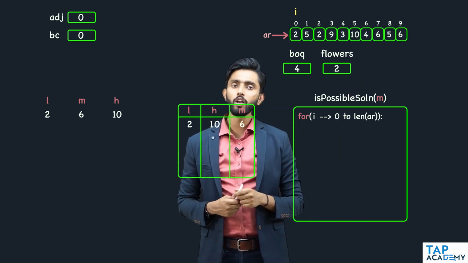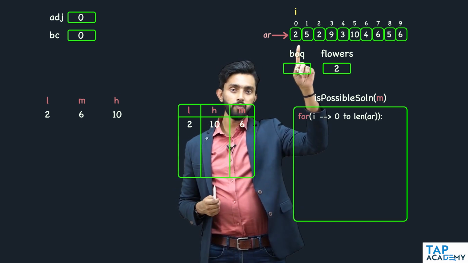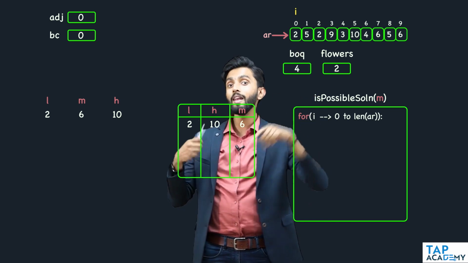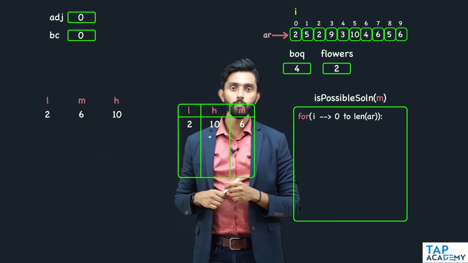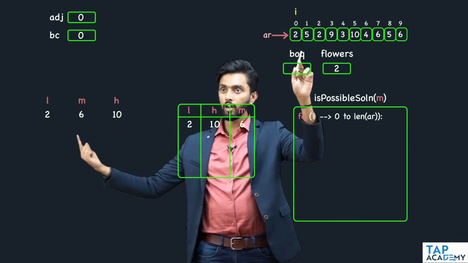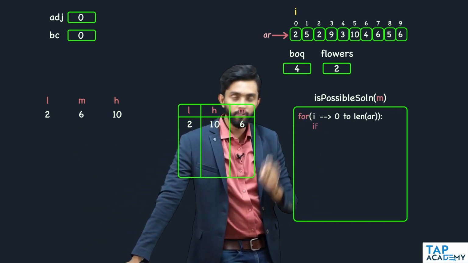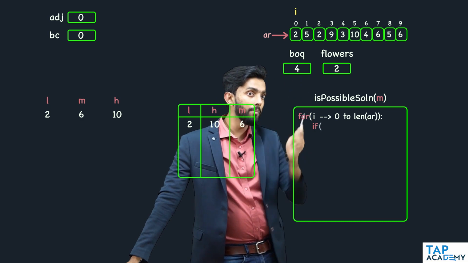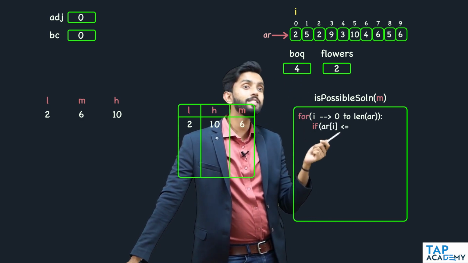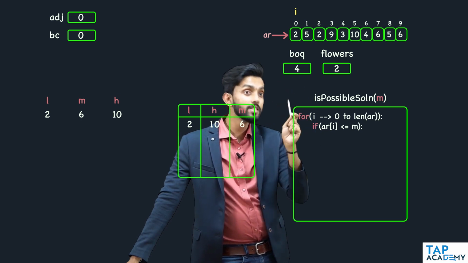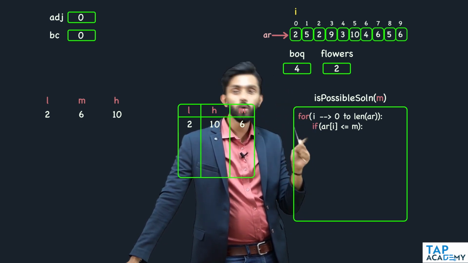How will you check that? If you ask me, simple. If at all this flower would have bloomed, then would you agree its value should be lesser than or equal to the m value? If its value is lesser, 100% it would have bloomed. If it is equal also, it would have bloomed. That's what I am checking. Is the ith element in my array less than or equal to m? In this case, is it less than or equal to m? Yes, it is. If the condition is true, I will come inside.